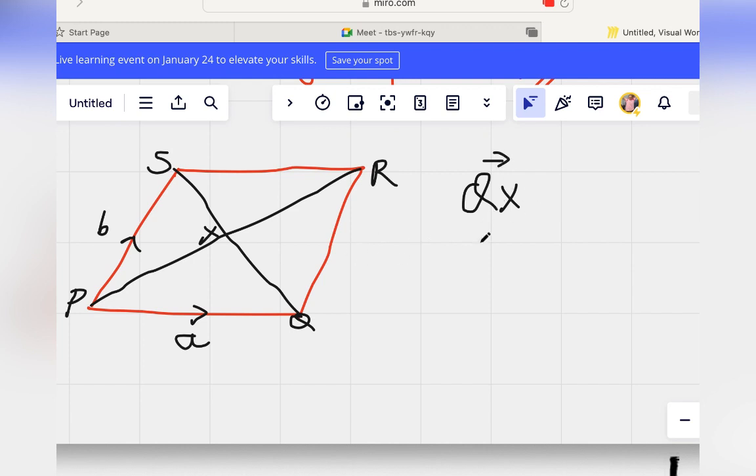Okay, before we can find QX, let's find QS, the whole length first, the whole length of the diagonal, from Q to this S. When we get it, then we divide by 2. Whatever we get, we divide by 2, we get our QX.